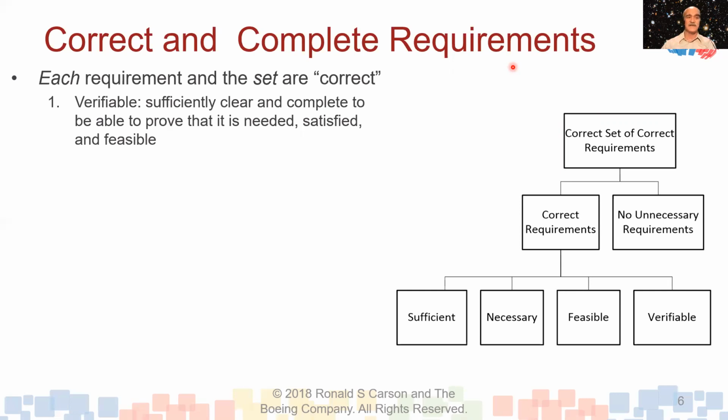So the first idea of verifiable: the requirement is sufficiently clear and complete to be able to prove that it is needed, that is necessary, satisfied, and feasible. And if it's ambiguous, then one or more of these may not be able to be determined just simply because it's ambiguous. So this is why we always start with, well, what does it say? What does the requirement say? And can we determine what it means?